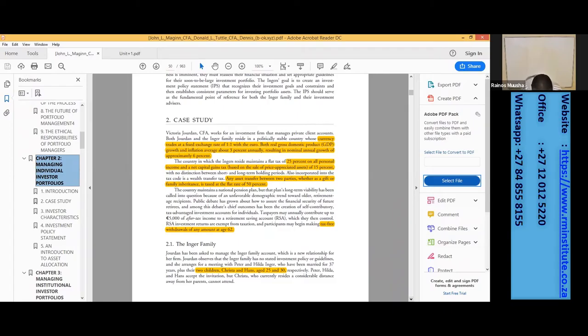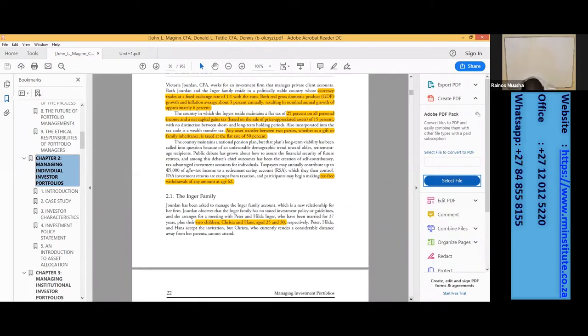Then if you check on line number 2 from the bottom of that case study, they say the RSA investment returns. So they're basically saying that they also have an investment in what they call the RSA investment, and they say the RSA investment returns are exempt from taxation, and participants may begin making tax-free withdrawals of any amount at the age of 62. Which means that whenever they invest in this RSA type of investment, they are going to be able to access their money tax-free from the age of 62 onwards as well.